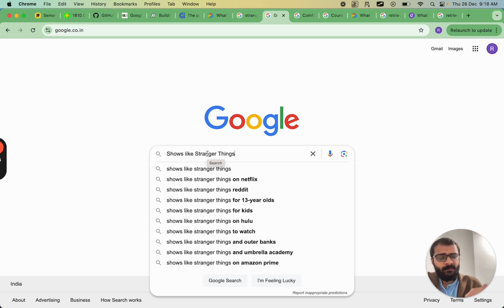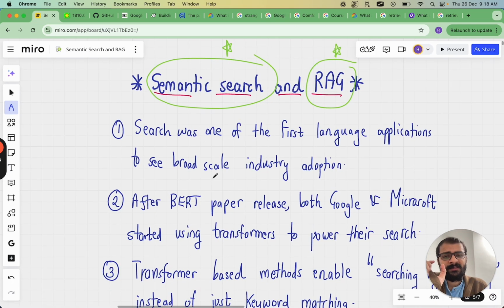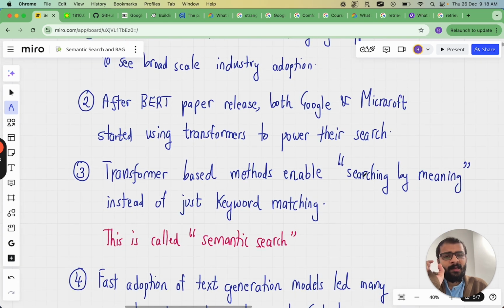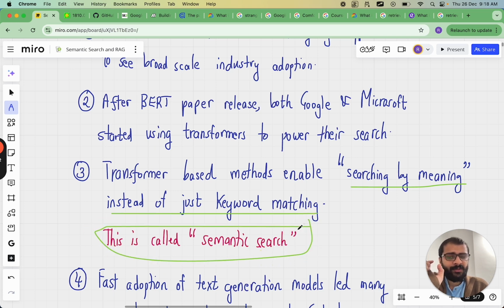The disadvantage of these methods is that they don't capture the meaning of what I'm trying to ask in the search itself. And the process of capturing this meaning when I'm asking a search query is called semantic search. This is where the term semantic search comes into the picture. Semantic search essentially means searching by meaning instead of just keyword matching. This is called semantic search.